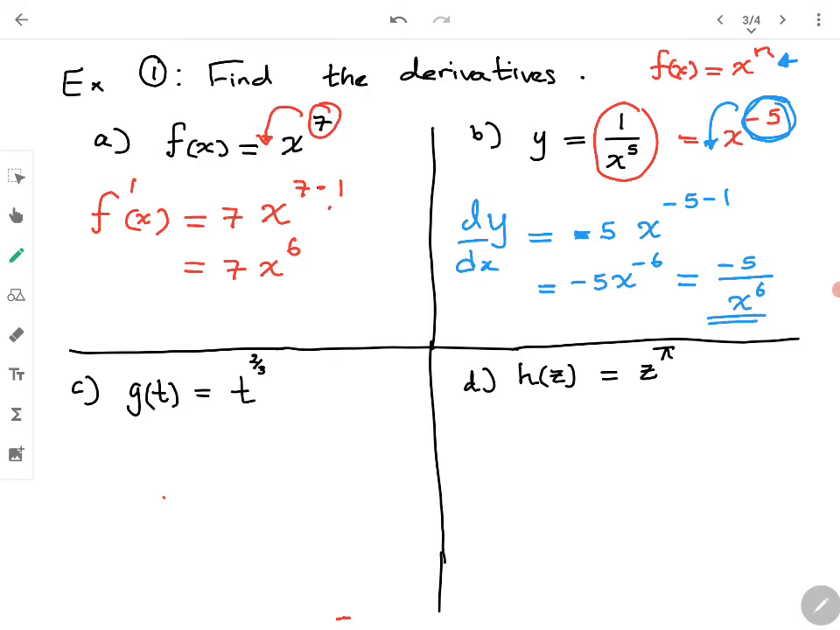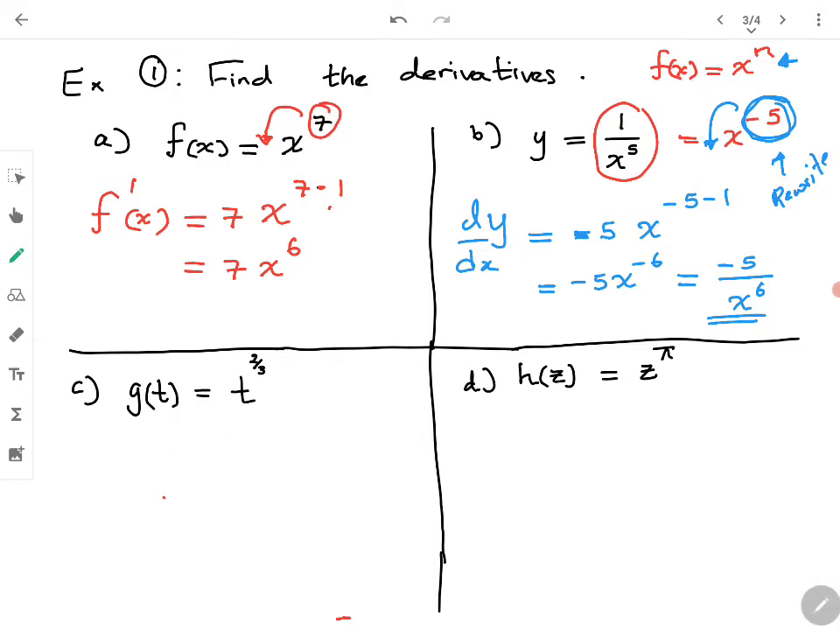So here again we use the power function rule. To do that, we need to first rewrite it in the correct form. Once you rewrite it in the correct form, you can easily use the power function rule. Okay.